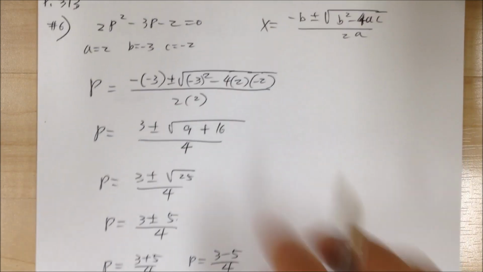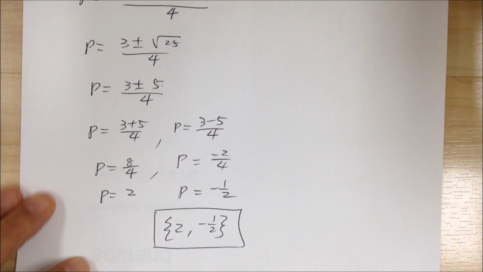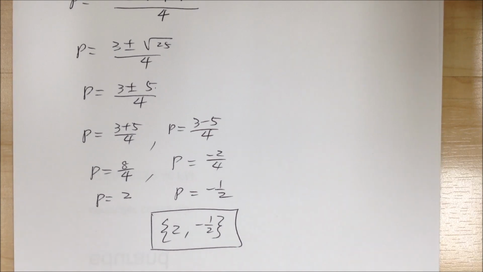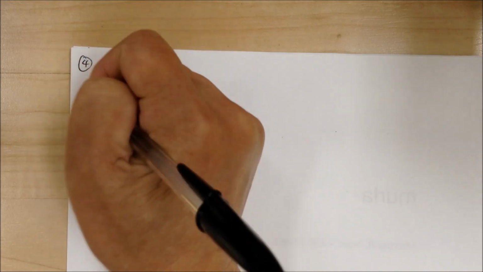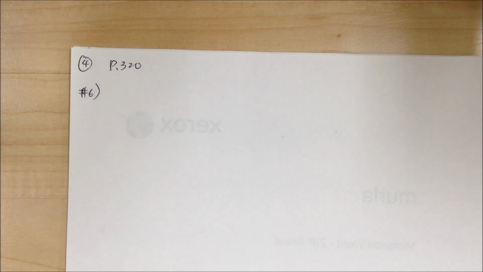Okay, so this is the number 3 on the breakdown list. Okay, let's go to the next one. Okay, number 4 on the list is on page 320, and let's go and do number 6.